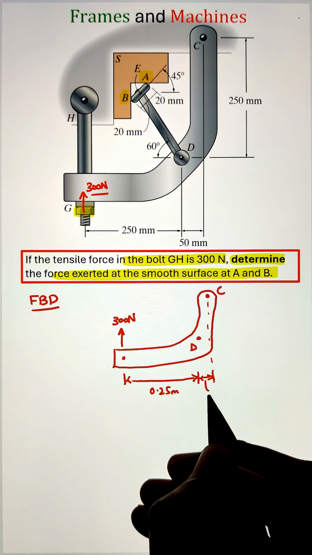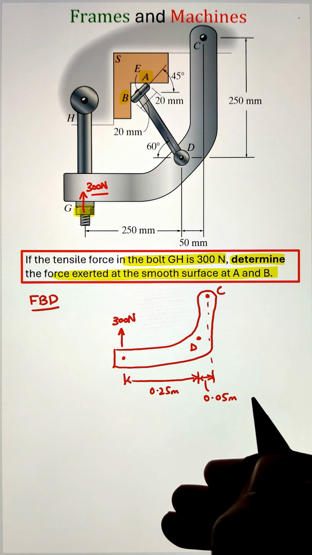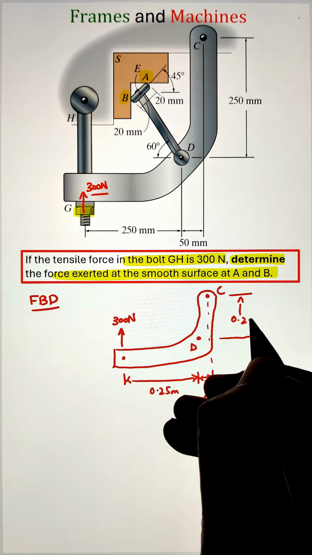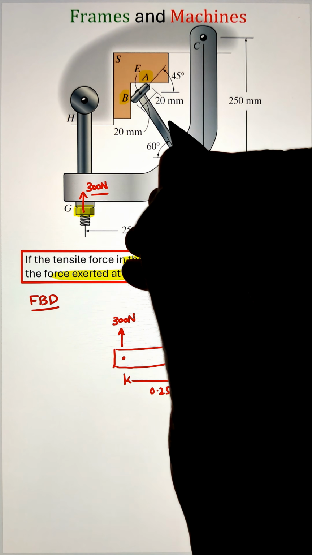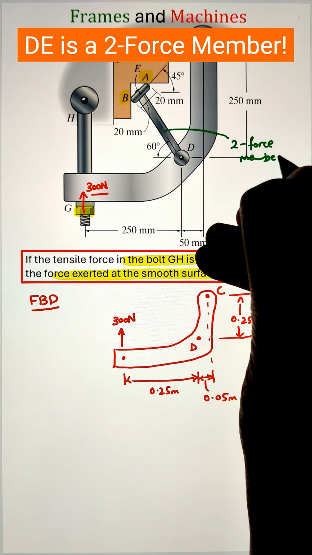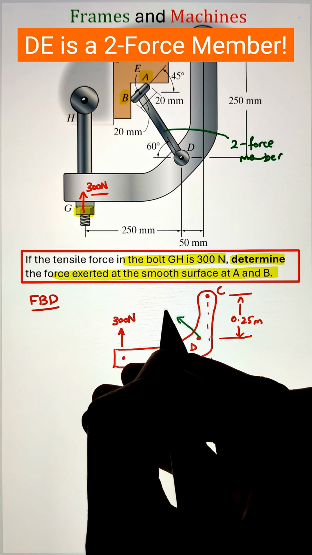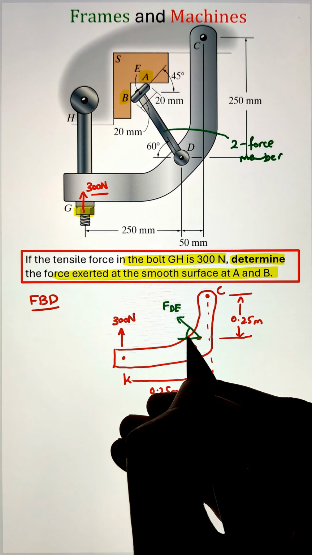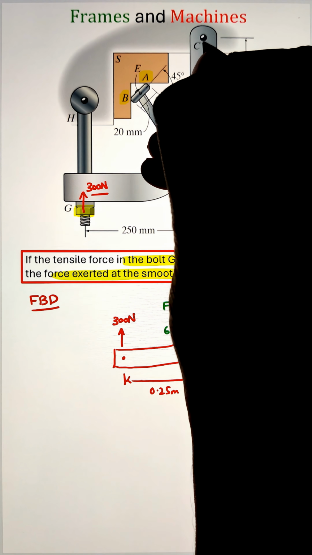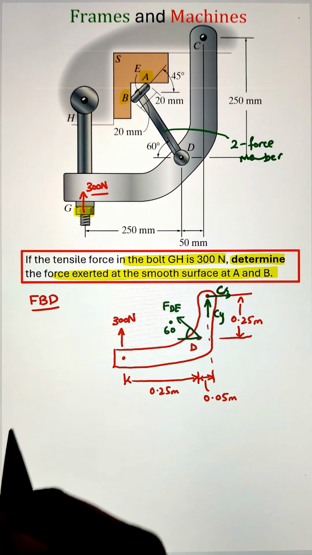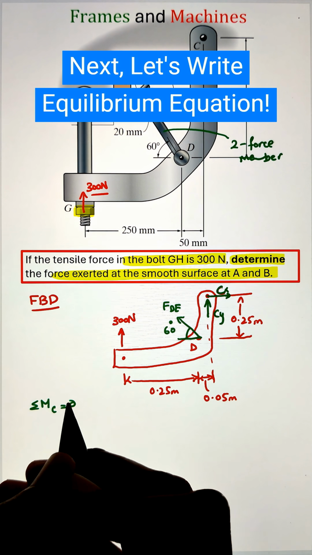So to start, our member DE is a two-force member, meaning that the force will be acting along the axis of the member DE, which can be represented by FDE, that is making an angle of 60 degrees with respect to the horizontal axis. Now for point C, since it is a pin support, I will have two support reactions Cx and Cy, as the motion is restricted along the horizontal and vertical direction at the pin.